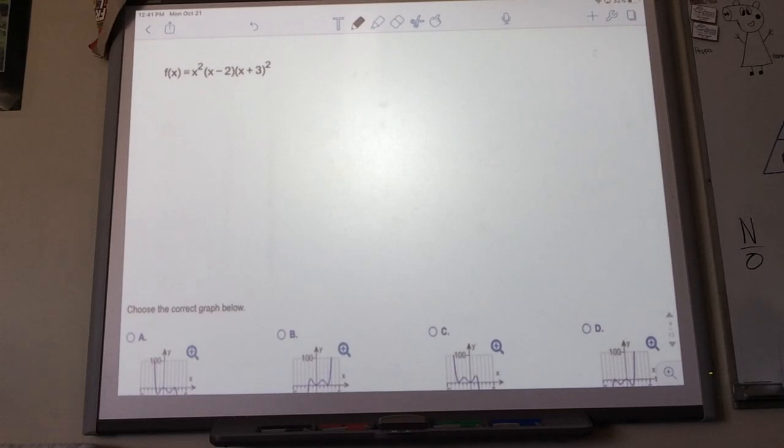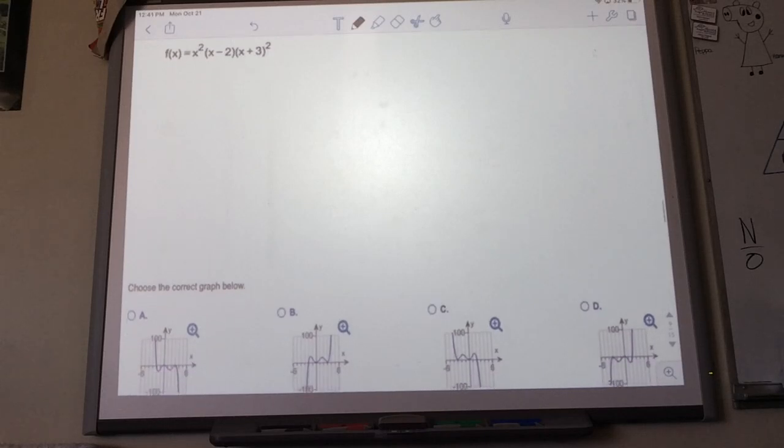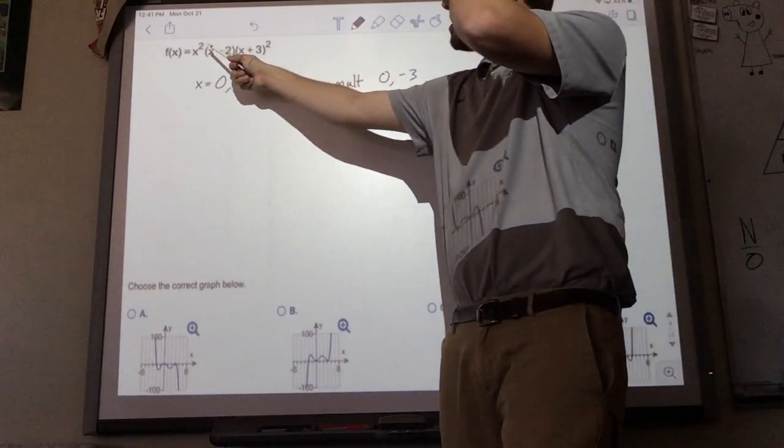Okay, so this is multiple choice. Here are the graphs that you're trying to match it up with. So we have to decipher what our zeros are from this. So what are our zeros on this? -3 and 2. And what about this x? 0. So your x's are 0, 2, and -3. But we have multiplicity at two of them. So multiplicity at 0 and -3. And again, we had multiplicity because they were being squared.